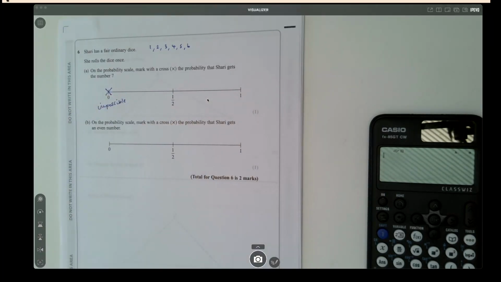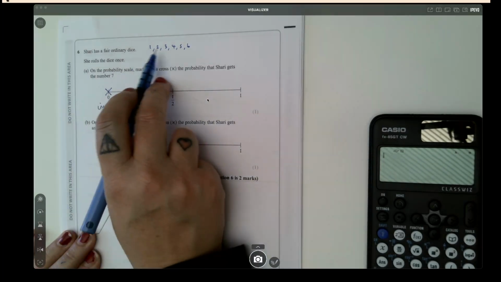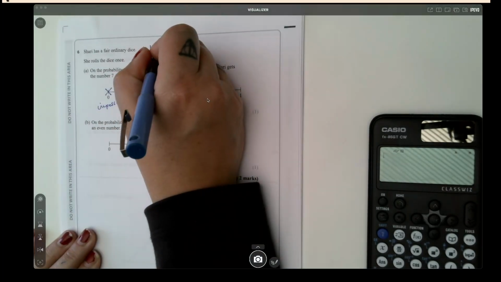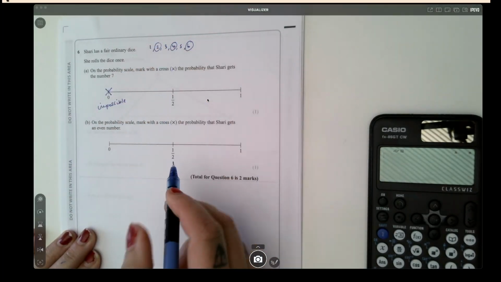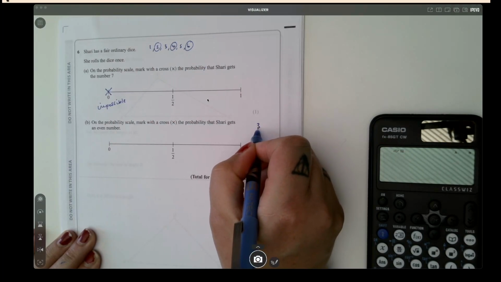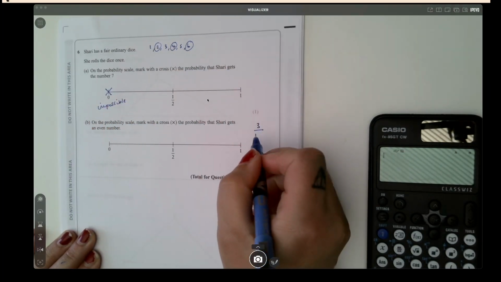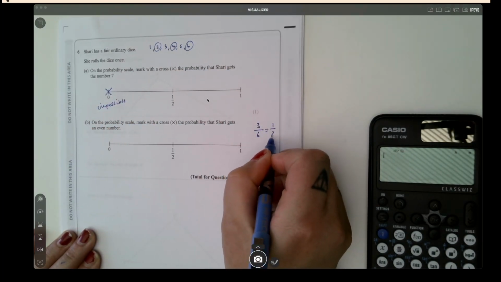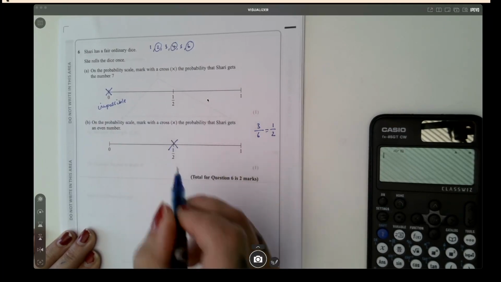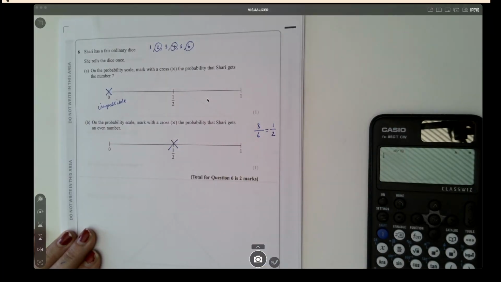Part B. On the probability scale, mark with a cross the probability that Shari gets an even number. So let's look back up here then. Our even numbers are 2, 4 and 6. So there are 3 even numbers out of 6 possible numbers. This simplifies to a half, so I'm going to mark my cross at the halfway point.